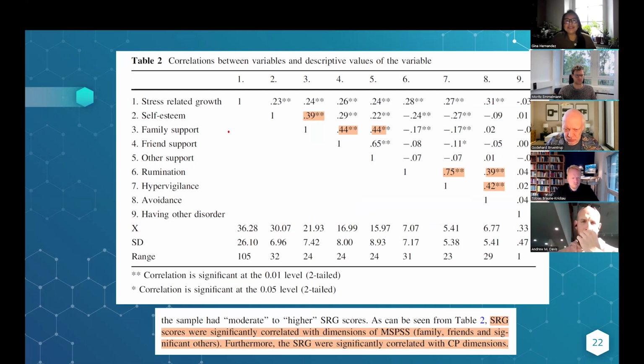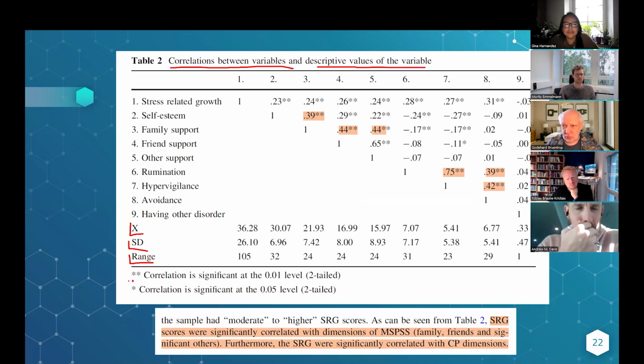So here you can see, I ask you to focus on this table, table 2, where they are giving you the results of correlation between the variables and the descriptive statistics. For descriptive statistics, they are giving you the mean, the standard deviation, and the range. Now, the next thing you have to know in order to interpret this table.